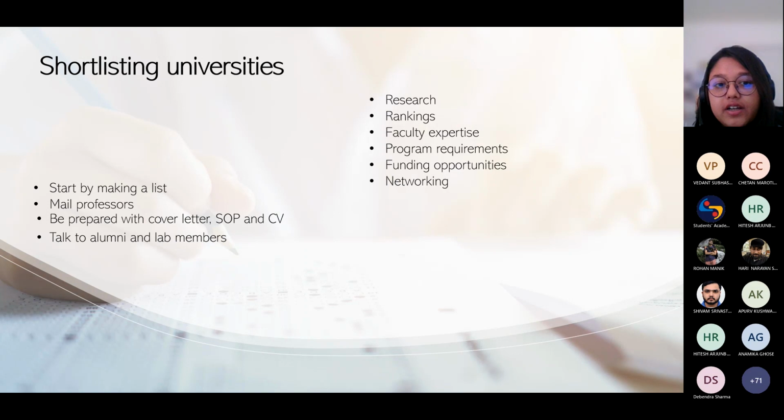After that come the program requirements. Since it's a PhD abroad, you need to qualify some exams, for example the GRE, TOEFL, and IELTS. For the last 2 to 3 years, during the COVID time, the GRE was waived for many universities. You have to go through every university's application website and check every program to see if they are asking for the GRE or not.